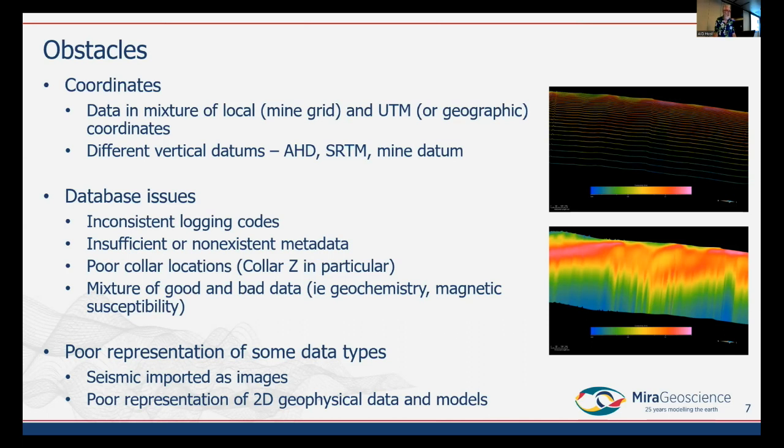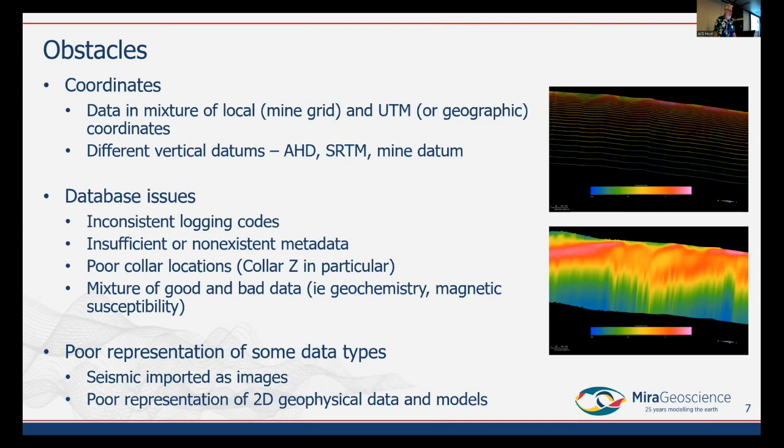All you can do in that situation is get rid of the data that you can't trust, that you're not absolutely certain about, and work with the good stuff. So another obstacle is just poor representation of some data types. Like it's very common to see, say, seismic data imported as images, just pictures, where you can't change the color scale, or you're stuck with whatever visualization the person that produced the image has come up with.